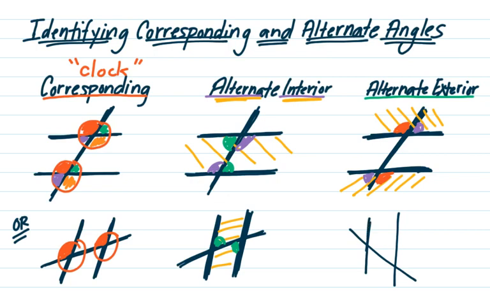Let's look at the other example. When the lines are running up and down, and a line that cuts them, we'll look at the exterior. So the outside of the lines that are running the same direction. And then we'll look at the alternate. So this one is on top of the line that cuts them, this one is on the bottom of the line that cuts them, and so on.